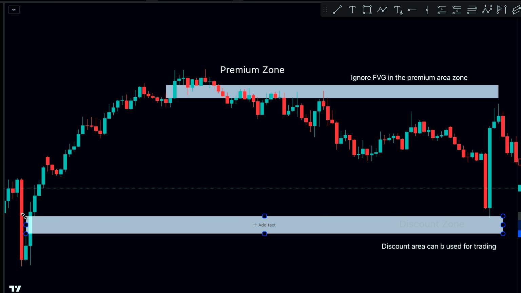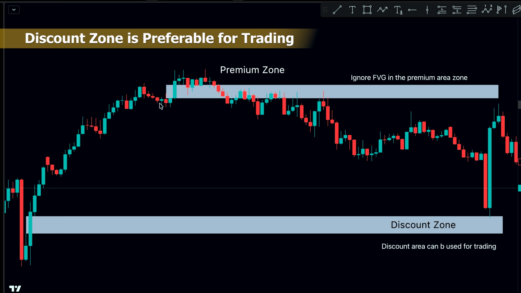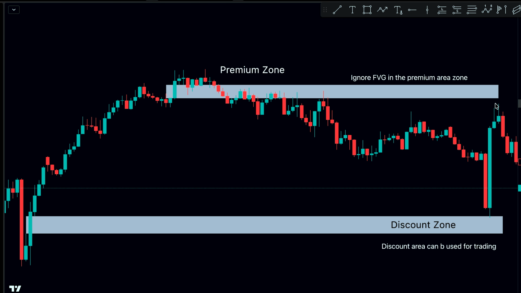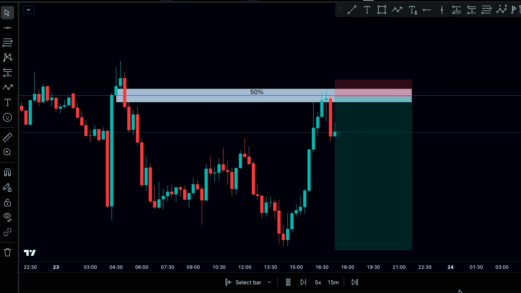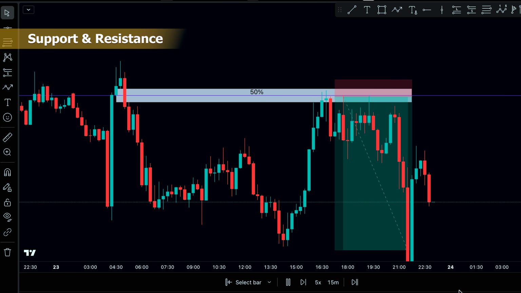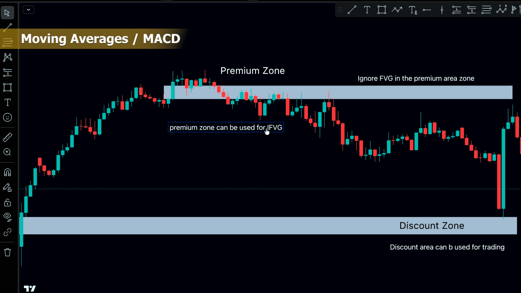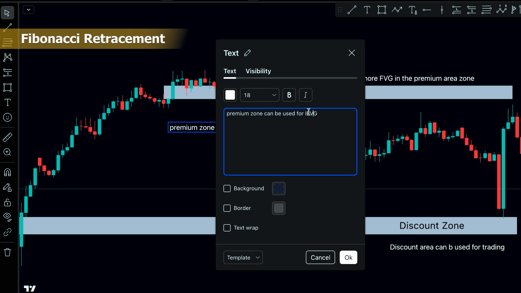Another important tip. If an FVG forms at the beginning of a trend, it has a higher probability of working. This is called a discount FVG. But if it forms later in the trend, then the chances of success are lower. So always consider the overall trend when trading FVG. Also, while FVG works on its own, you can make it even more powerful by combining it with other tools like support and resistance, moving averages, MACD, or Fibonacci retracement.